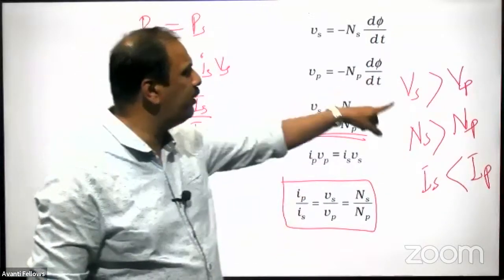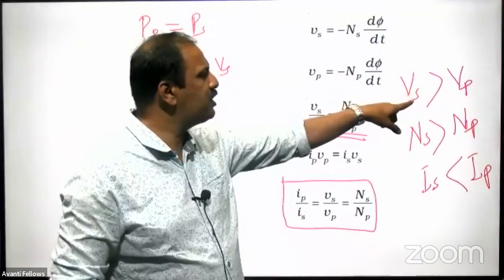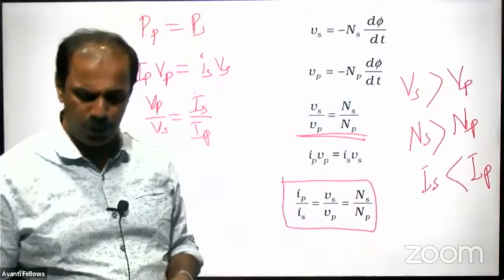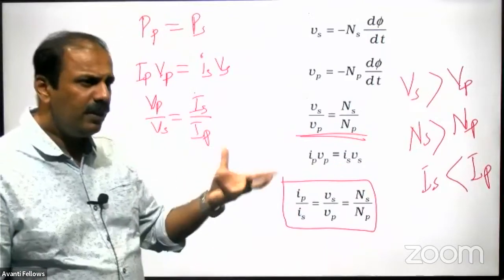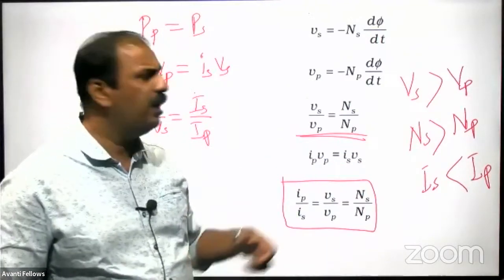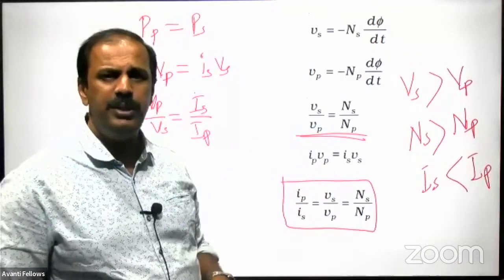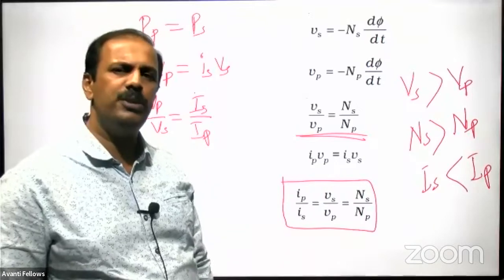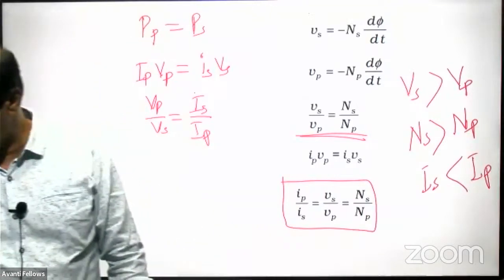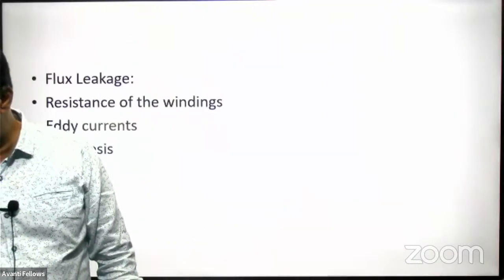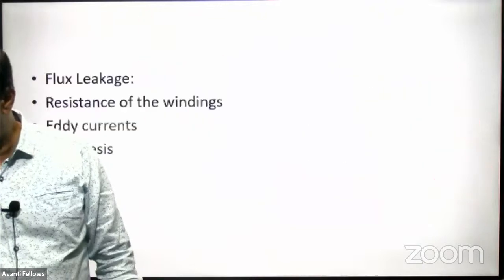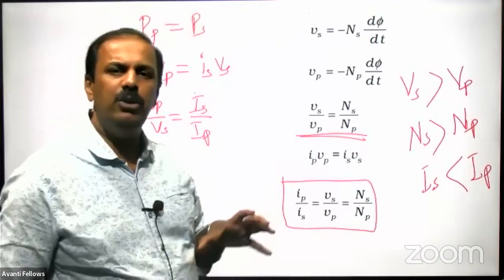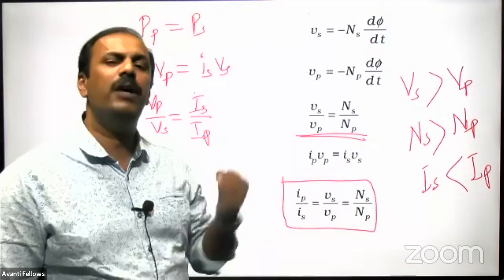So all these symbols will become opposite in the case of a step-down transformer. In the case of a step-down transformer, this Vs will be less than Vp. Like that, everything will become opposite in the case of a step-down transformer. Now, in your competency-based questions, a question on step-up and step-down transformers can come, and they can ask you where the step-up transformer is used and where the step-down transformer is used. That also can come there. Okay, so one second. The step-up transformers are used to increase the voltage. So where is it used?